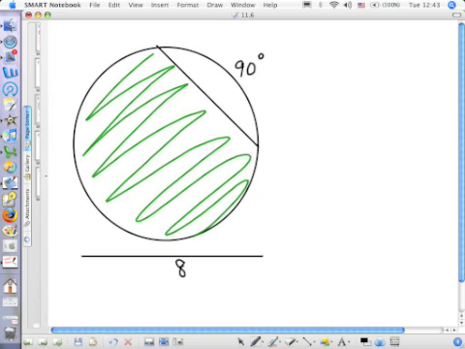We want to try to find the green. I hope it's not as complicated as you think. Couldn't you just find the area of the whole circle and then subtract it? That's what you need to do. You need to find the area of the whole circle and then subtract out the little thingy, whatever that thing's called.